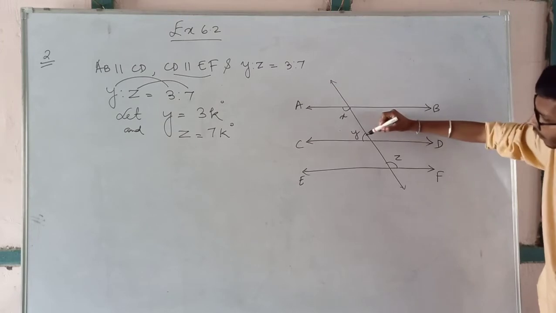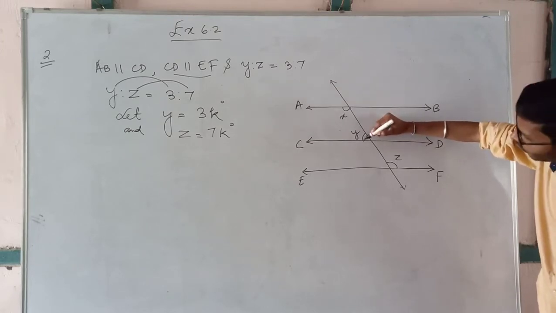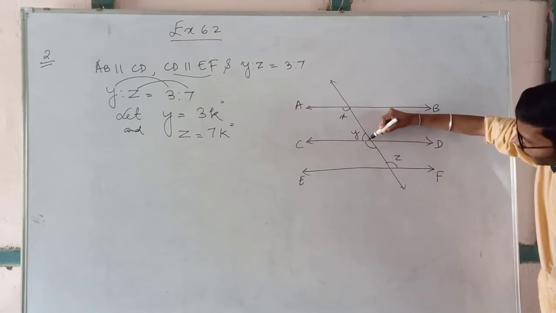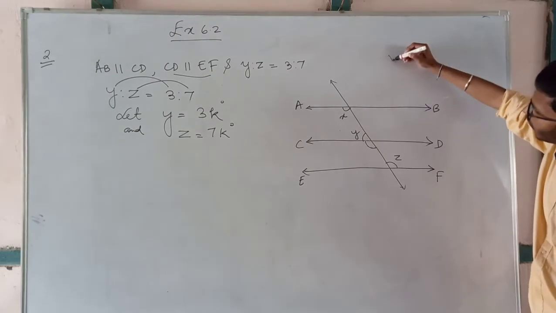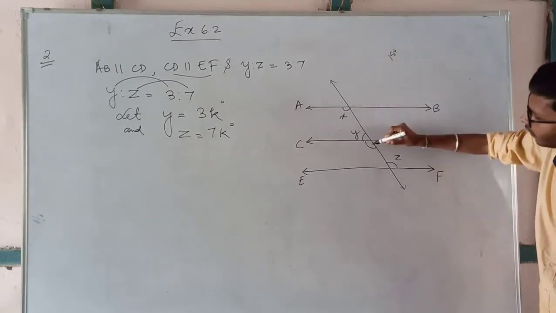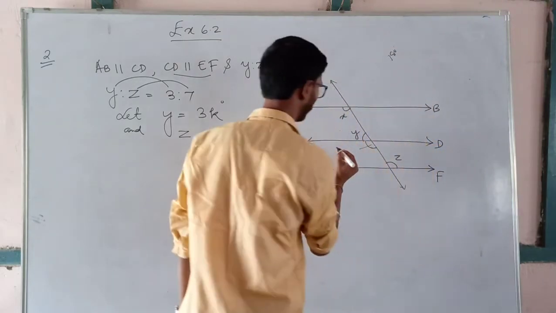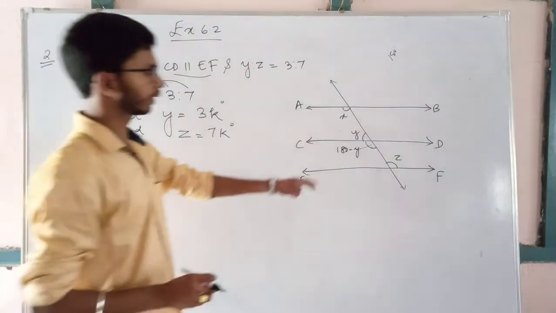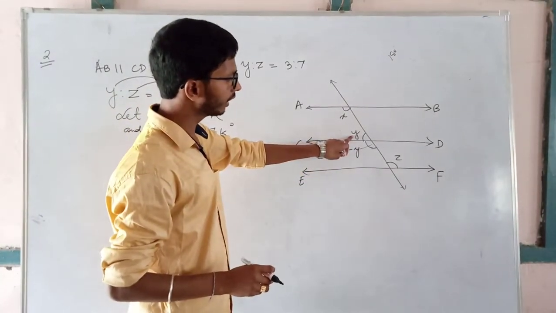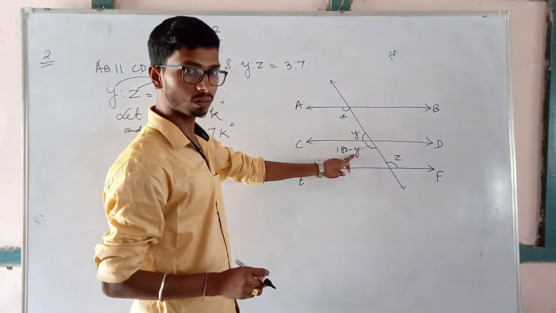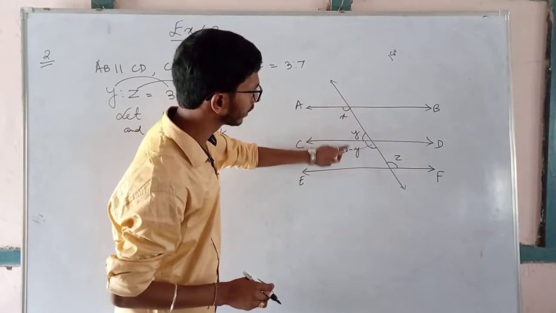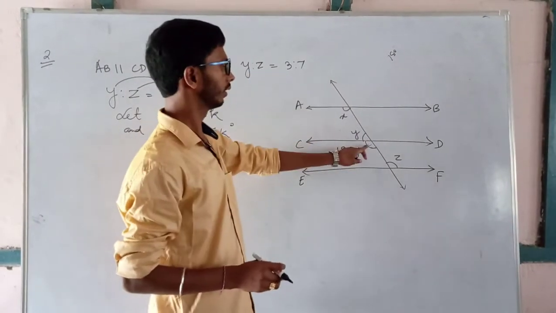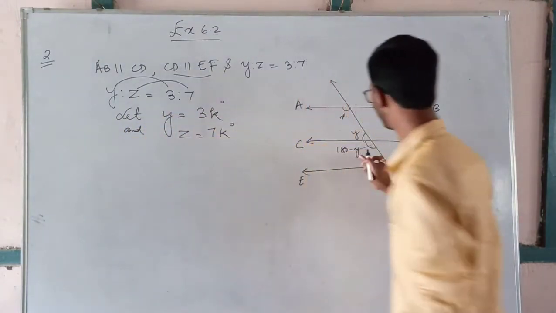Now see here, this angle is y, right? So what is this angle? Listen carefully. The sum of these two angles is how much? 180 degree. So this angle will be 180 minus y. See carefully. If this angle is y, this angle will be 180 minus y. Then only if I add these two angles, if I add this one and this one, I will get 180 degree. So this angle will be how much? 180 minus y.